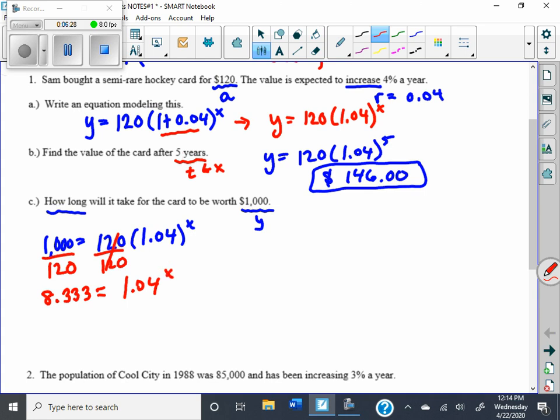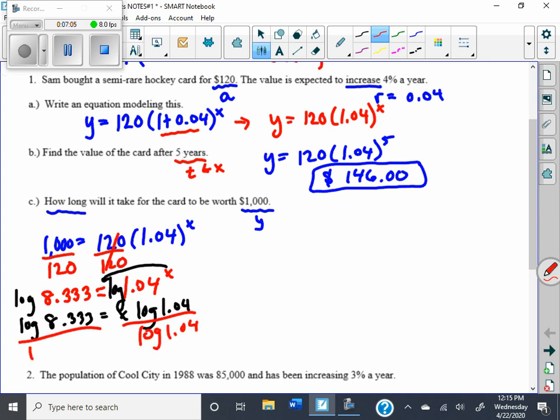All right, so now when we solve this kind of a problem, we're going to go ahead and log both sides. Now, you could also change it to a log equation. But if you log both sides, if you remember we did this in the last unit, well, then this exponent x can come down in front. Right, so we have log 8.33 equals x times log 1.04. Now, we're solving for x, so we're going to divide both sides now by log 1.04.